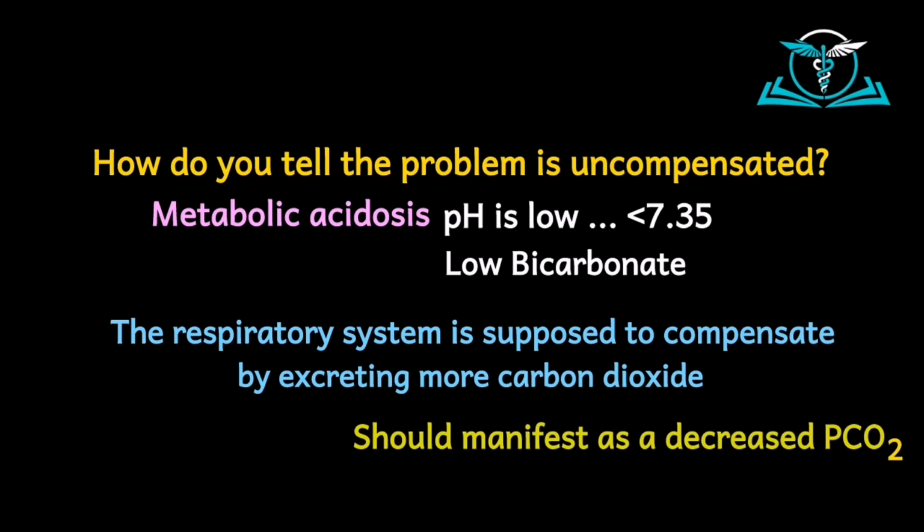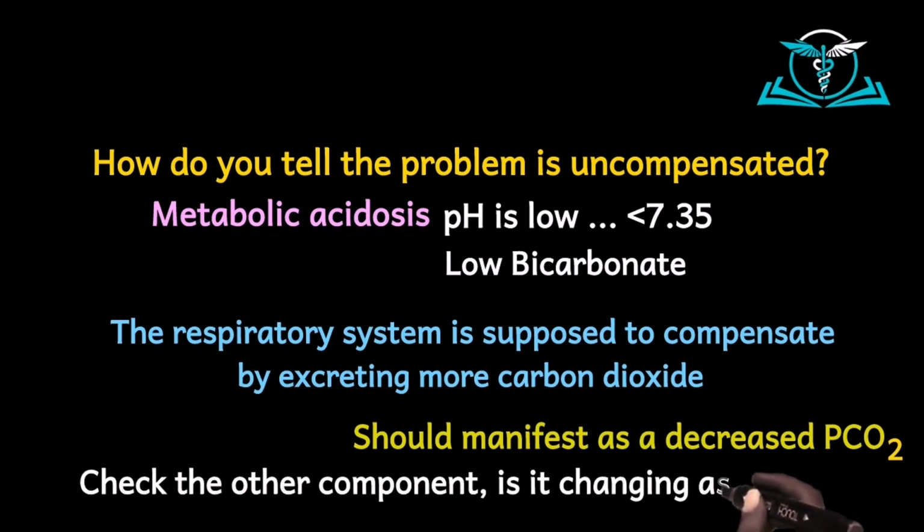So once you see a decreased PCO2 in the metabolic acidosis, then it means that the respiratory system has started compensating. But if the PCO2 has not changed, it is normal, then it means that the respiratory system has not yet started compensating. And so the key note here is that whenever there is an acid-base problem and you identify the origin, check the other component, whether it is also changing. If it is changing appropriately, then most likely there is a level of compensation.